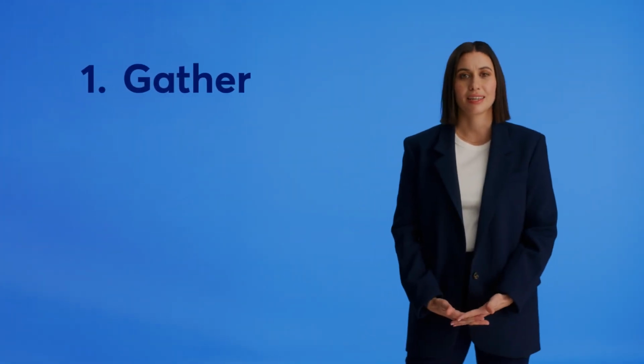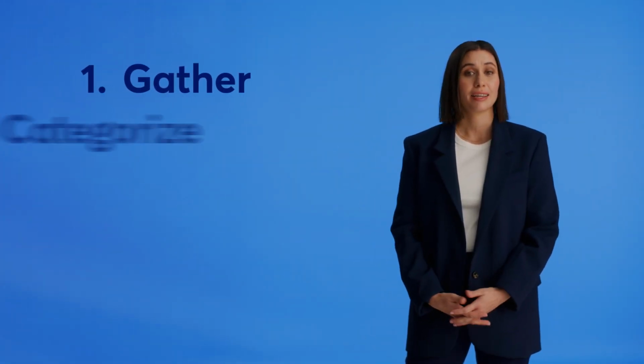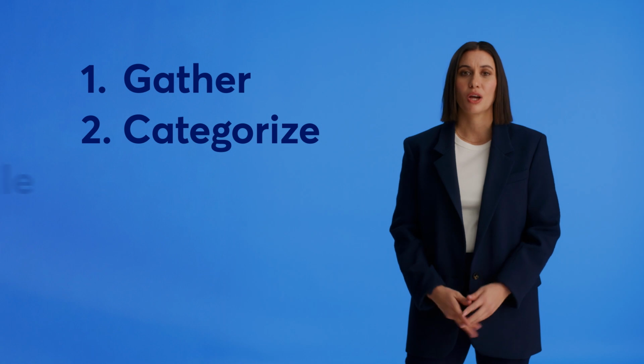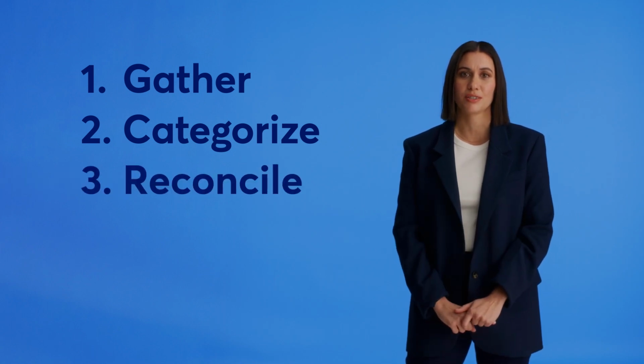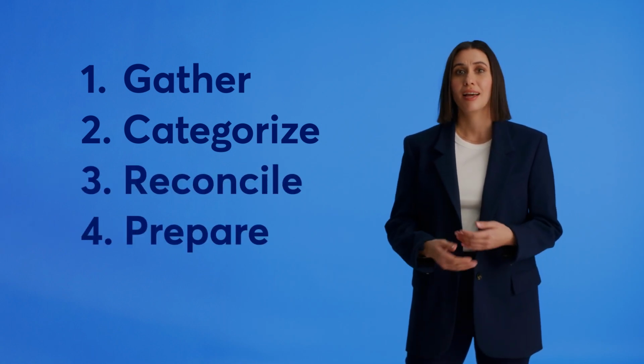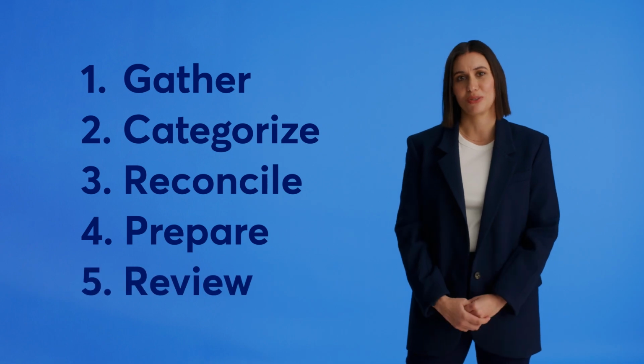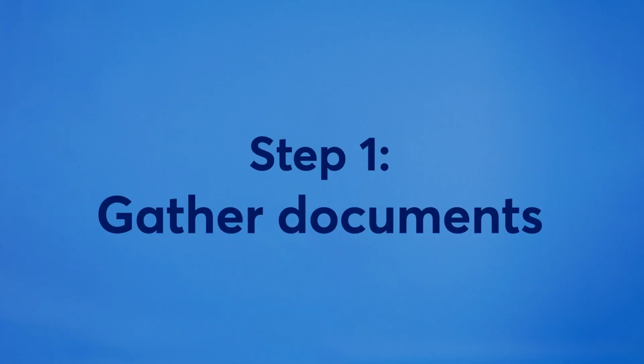By the end of this video, you'll feel more confident about how to bookkeep and make the best bookkeeping decisions for your business. There are 5 key steps to managing your books, and you should tackle them all in the following order. Gather your financial documents, categorize your business transactions, reconcile your business transactions, prepare your financial statements, and finally, review your financial statements. Starting with step number 1.